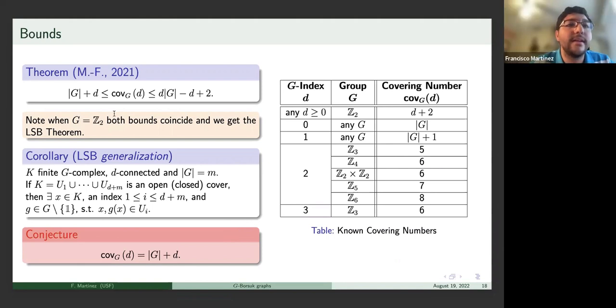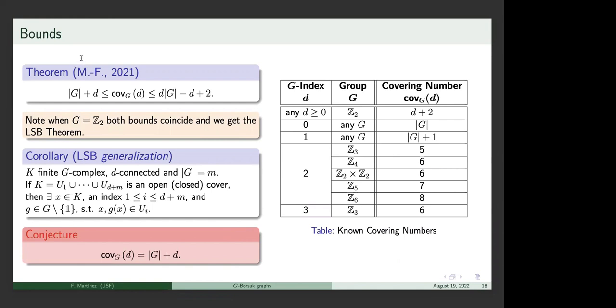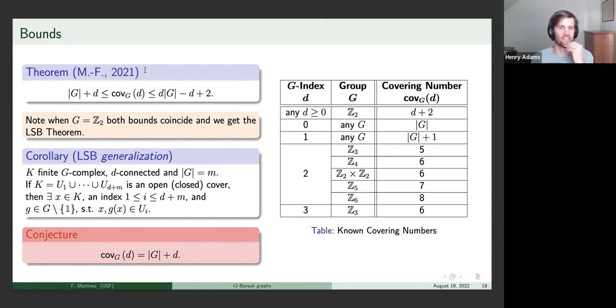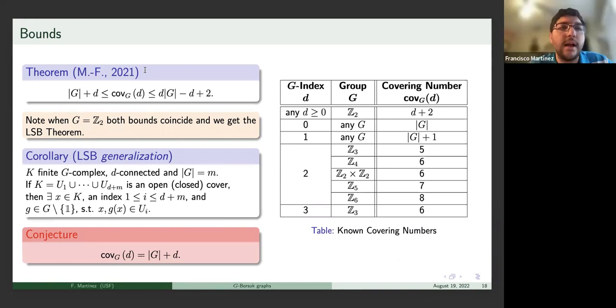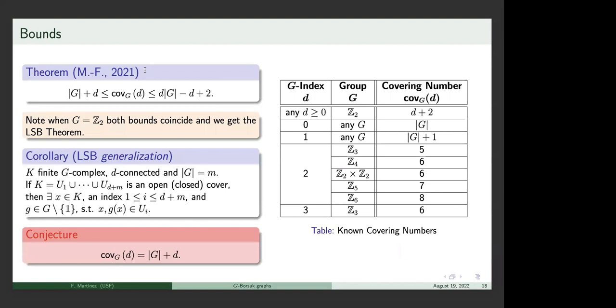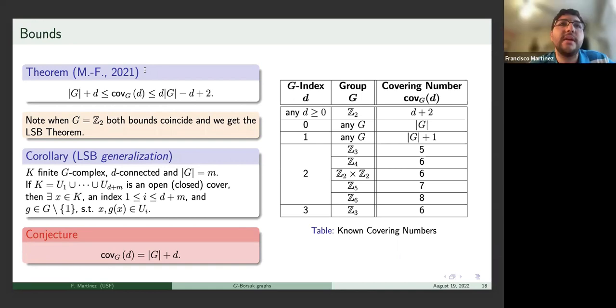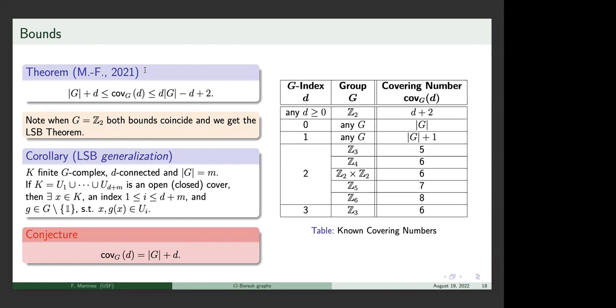I have a question too. Can I ask something? Yes, of course. So assume we know covering G of D and covering H of D for two groups G and H. Then can you say anything about the covering G product H of D? There should be some kind of property like that. I don't have any results in that way, but of course, if you have a G space and you have a subgroup H of G, then it's also an H space, and at least you have an upper bound of this covering number. But that's the only thing I have so far.